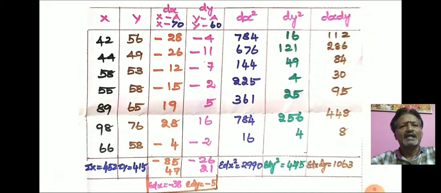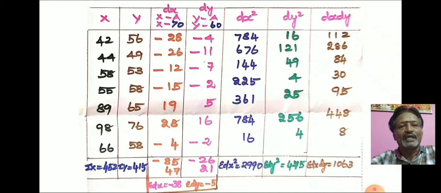So here I assume 70 as assumed mean for the x series, and with the help of that I can estimate the dx value. And 60 is the assumed mean for the y series, and with the help of that I can estimate the dy value. So dx is nothing but x minus A. So A is nothing but the assumed mean value. So here the assumed mean value is 70. So x minus 70. So one by one you can take the differences.